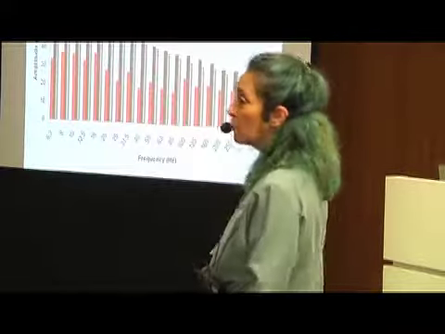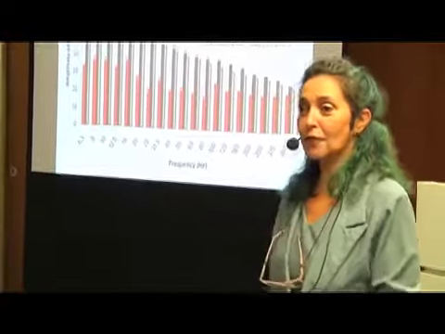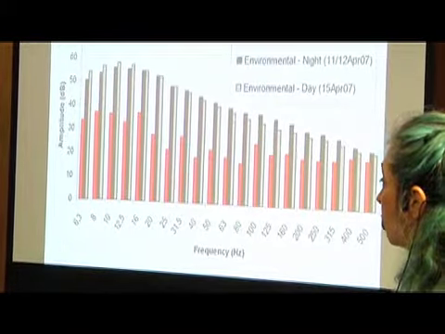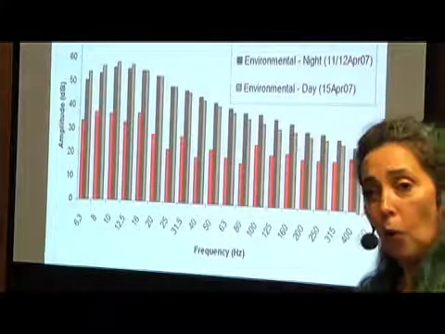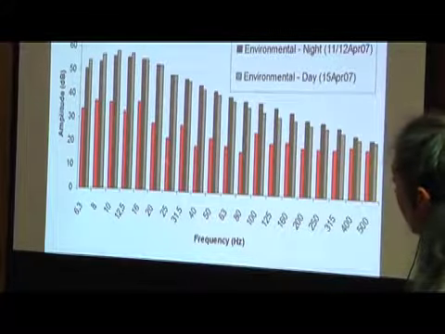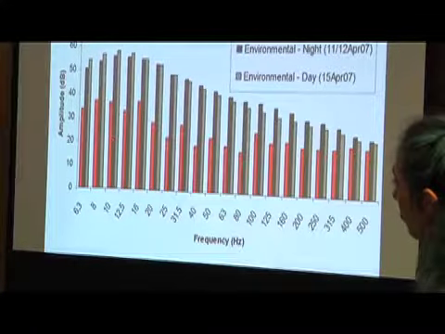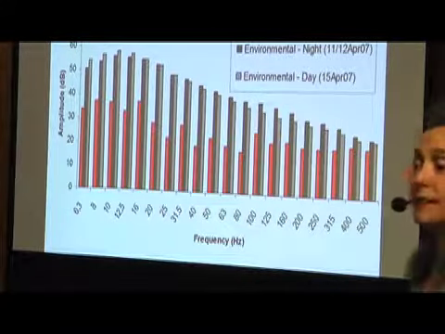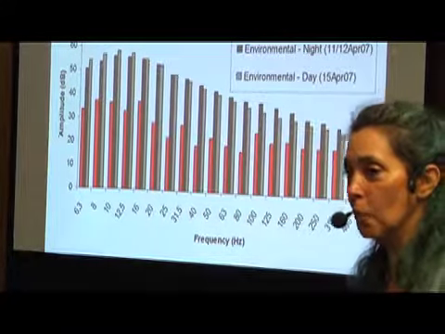So, of course, we went to measure the infrasound and low frequency noise. Still, the old methods only go down to 6.3. This is the old photograph method. The red is when they are not rotating, and the black and the gray is when they are rotating, in the night and in the day, in the bedroom.